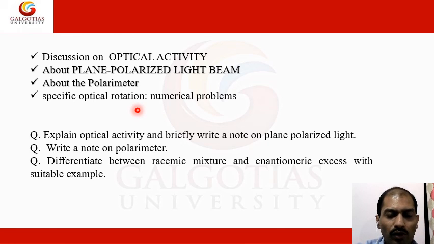After the overall discussion, a number of questions can be framed, like: explain optical activity and write a note on plane polarized light. Other questions could be: write a note on polarimeter, or differentiate between racemic mixture and enantiomeric excess with certain examples. So this kind of question is very important.